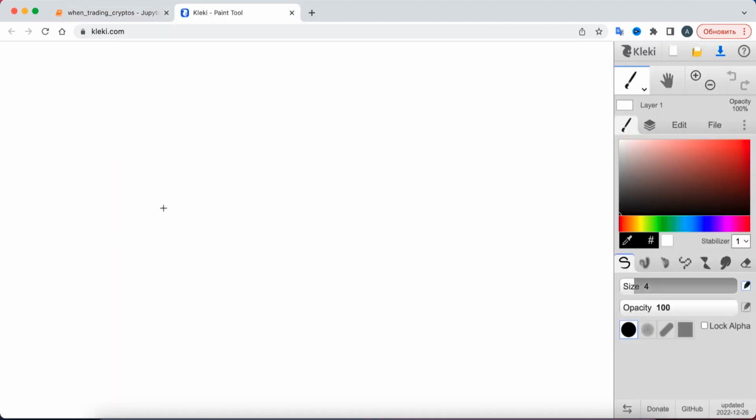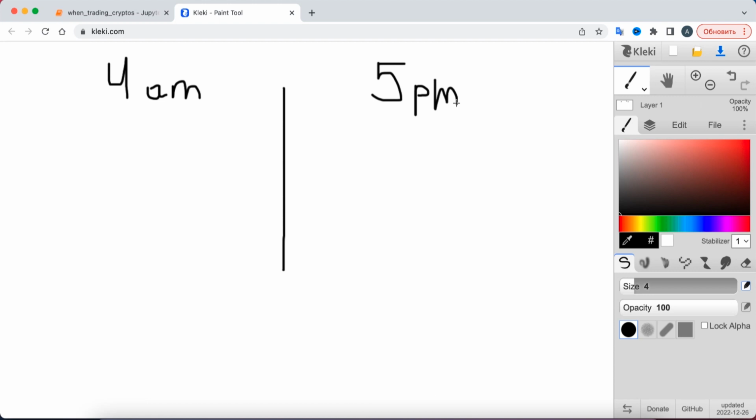I will try to show you what I really mean. First of all, divide the page into two different parts, and we are going to compare 2 hours. For example, 4 a.m., early morning, and for example 5 p.m., when the market is really active because of American traders. And of course, we are comparing the Bitcoin price, BTC USD.